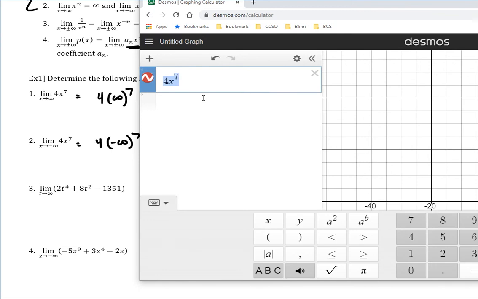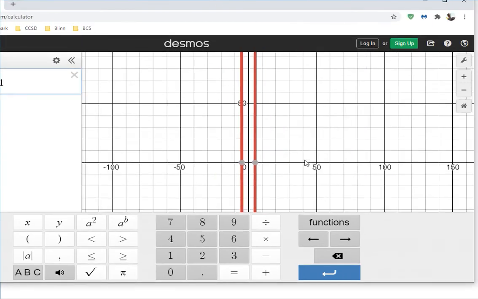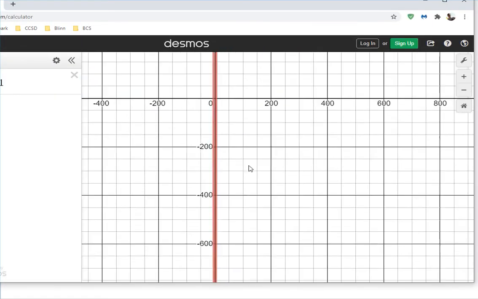And you could do the same thing. Let's go ahead and plug that into this. Let me just delete this. Remember, they prefer x's. So 2x to the 4 plus 8x squared minus 1351. And then from there, we could zoom it out.